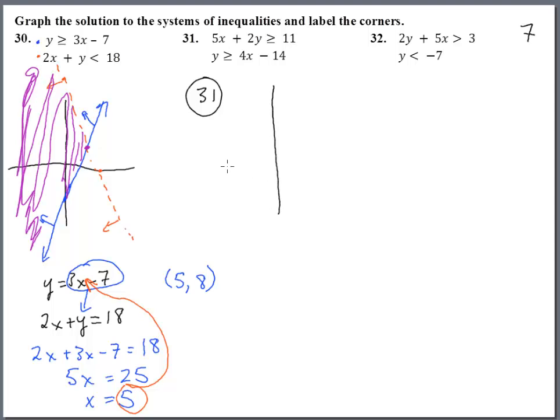So let's graph it here. 5x plus 2y equals 11. Ooh, 0 and 11 halves. Oh, let's get the color out. 0 and 11 halves right there, and negative 5 halves as a slope, and this is a solid line. See if I can make a straight line here. Close enough. Solid line because it is equal to.